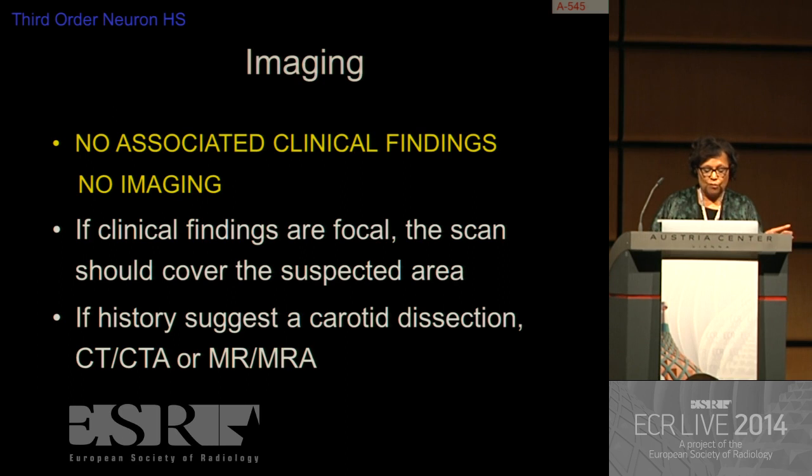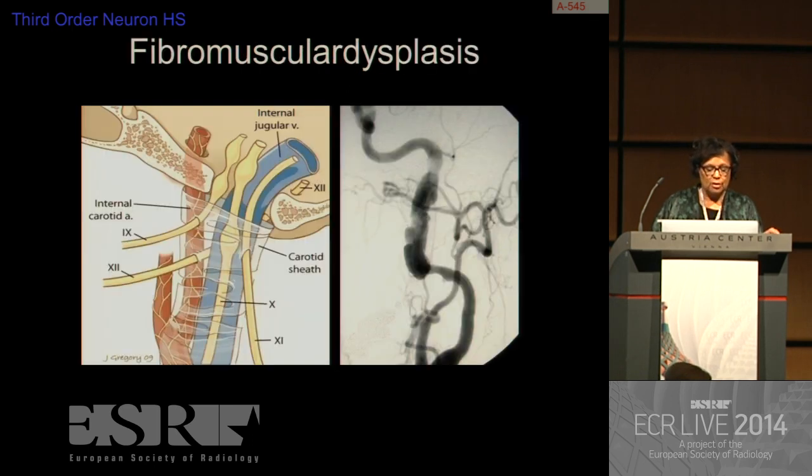But if you have focal findings, then you would scan the area that you suspect the lesion to be located in. And then obviously, if there's anything that suggests that the patient has a carotid dissection, you can do whichever study you prefer. I think most people actually do MR nowadays. So here's a patient with fibromuscular dysplasia, a characteristic appearance. And you might say, well, why would this patient have a Horner syndrome? Well, you can see that the artery is dilated.